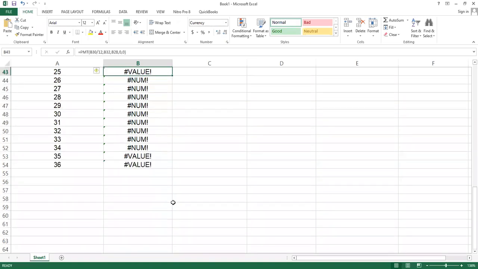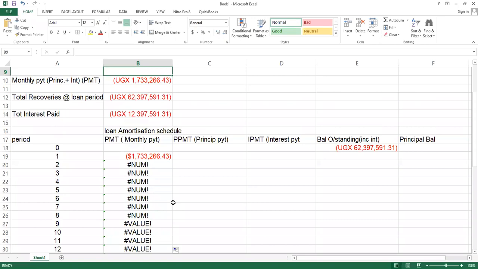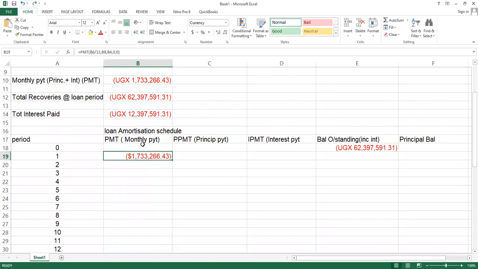Why? Because I have not locked certain variables. So what do I need to do? I need to go back in my formula and lock this rate. I will lock the rate. I will lock the period. I will also lock the loan amount. So all these other variables must be locked so that I have the same amount right away from period 1 up to the last period.